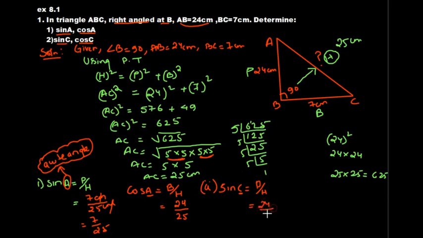And then what about hypo? Hypo will be opposite of 90 degree, which is 25. Now the last part for question number 2 is cos C. So what is the acute angle out here? C is the acute angle, right?